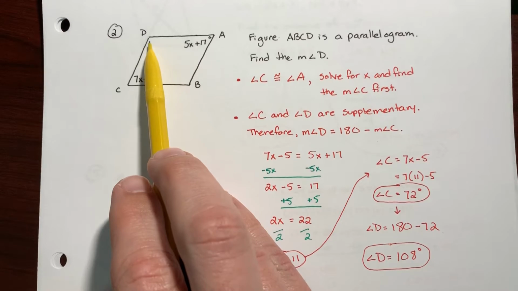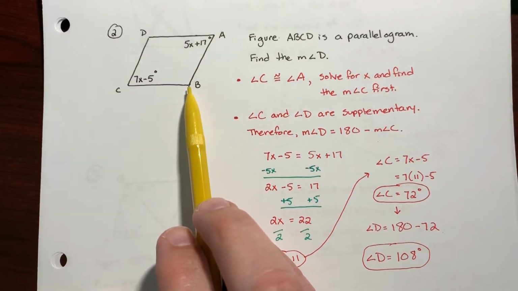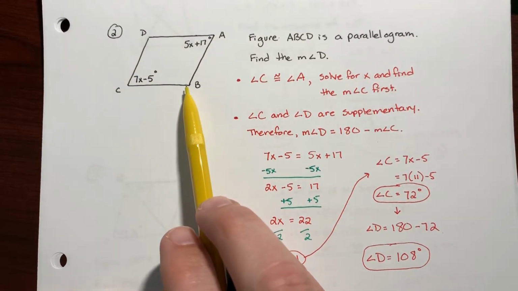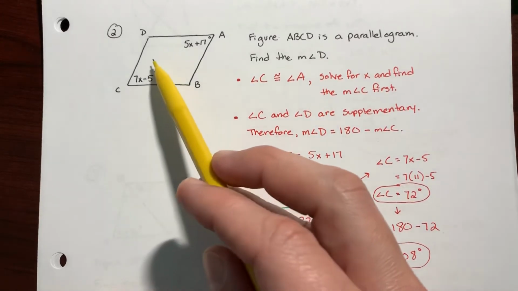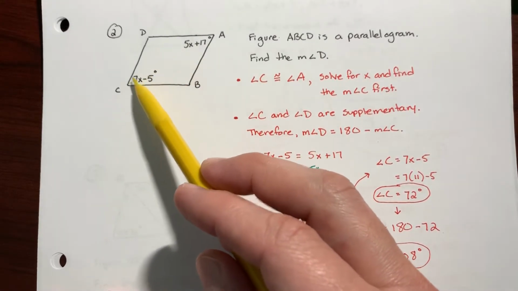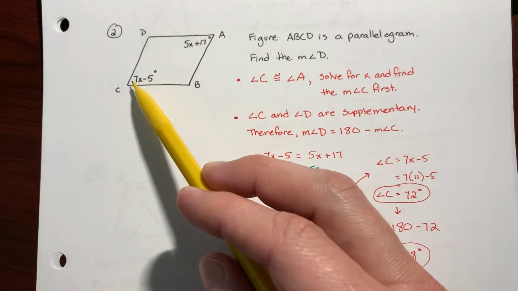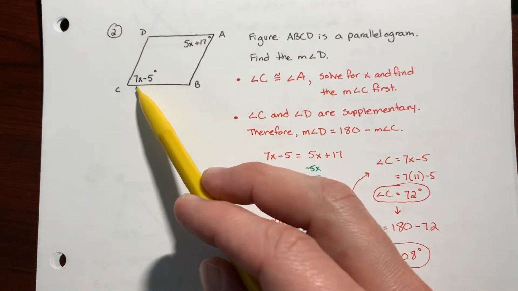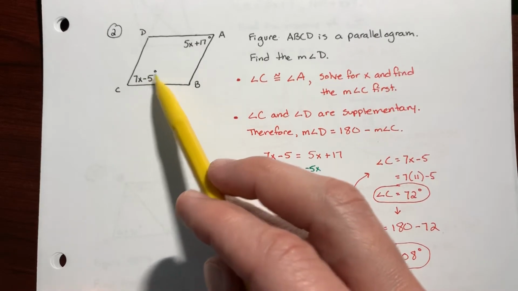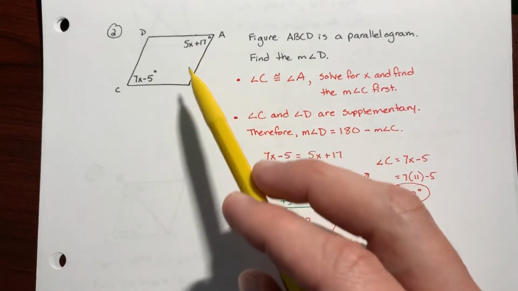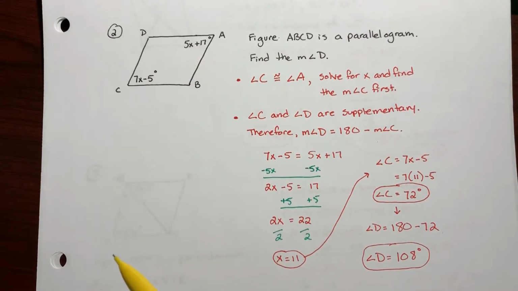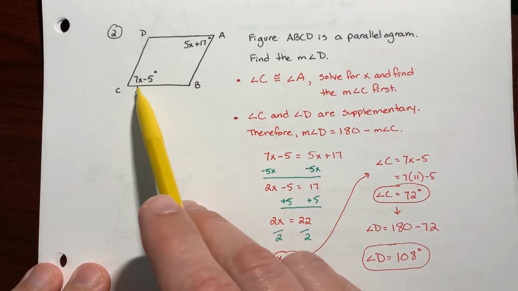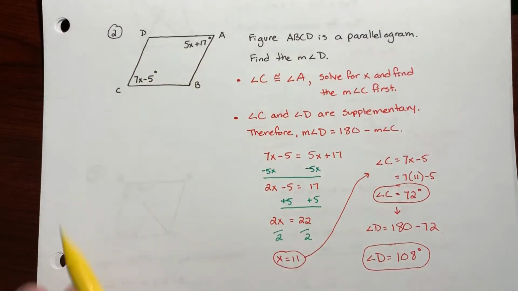I would know it if I had something for its opposite because they are the same measure. I could also say, well, it's not the same as this one, so it's supplementary. I could just subtract from 180, but I don't have an angle measure here. The catch with this problem is that I'm going to have to use this information to first solve for X and then plug it in to find that angle measure so that I can find angle D.